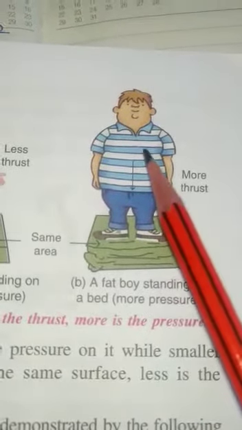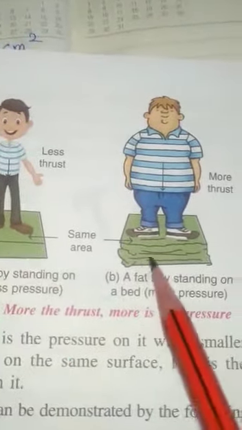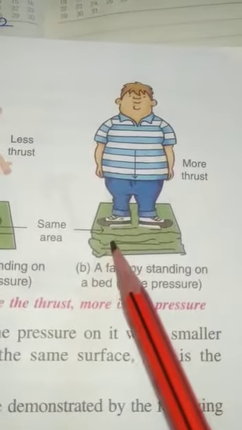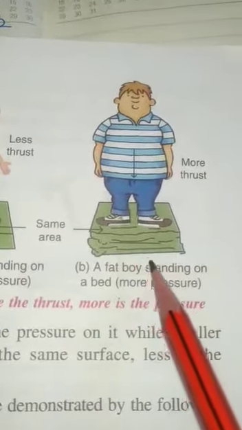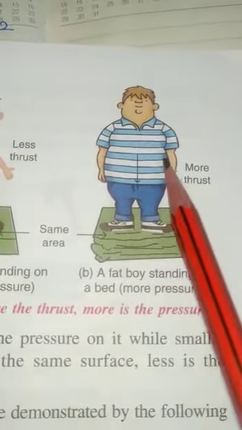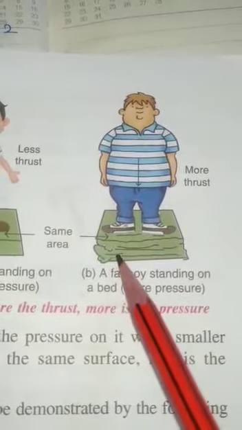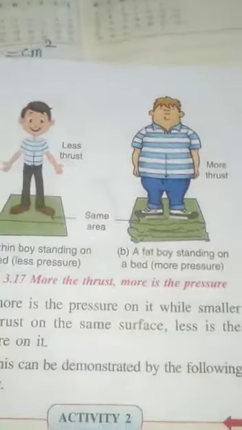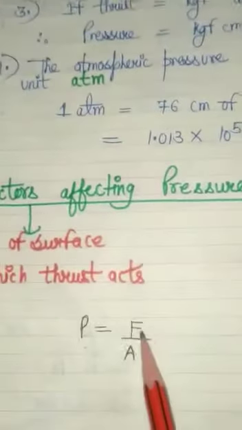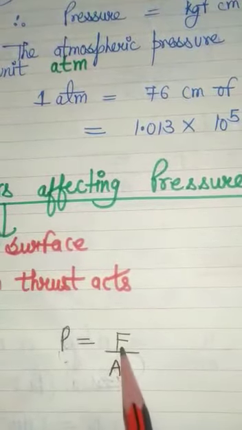He is standing on a bed of the same surface area. See, the surface of the bed is reduced because due to his more weight he will apply more thrust. That's why this bed has become like this. Okay, it means you can say that the more the thrust, the more will be the pressure, and the less the thrust, the less will be the pressure.